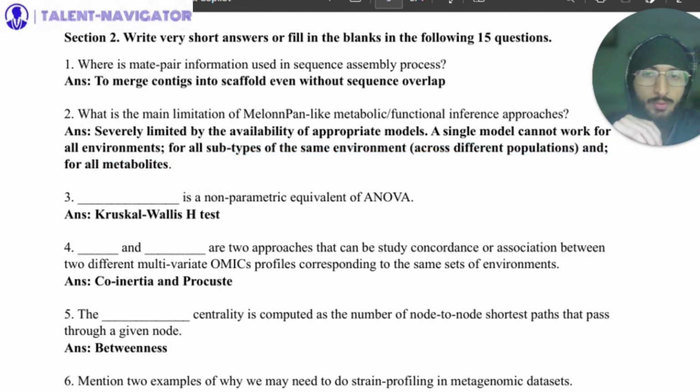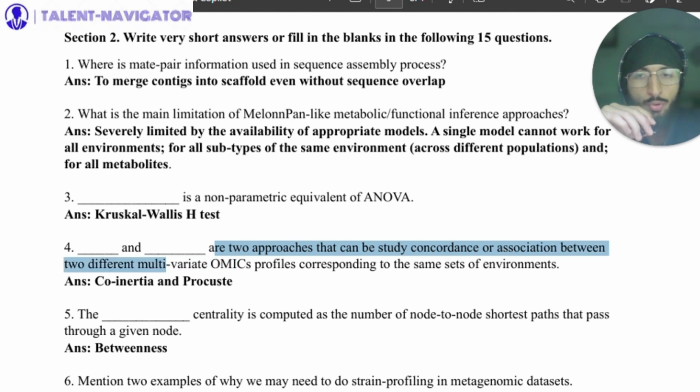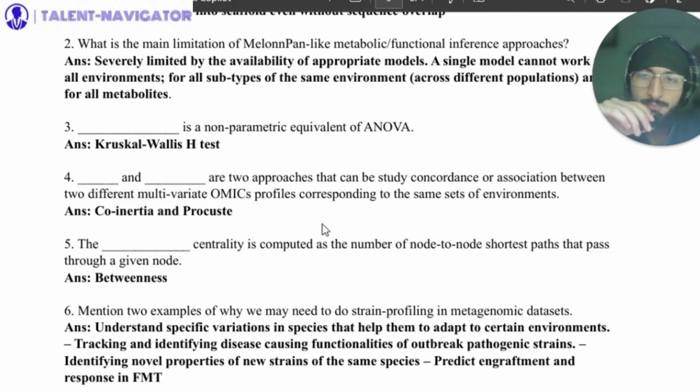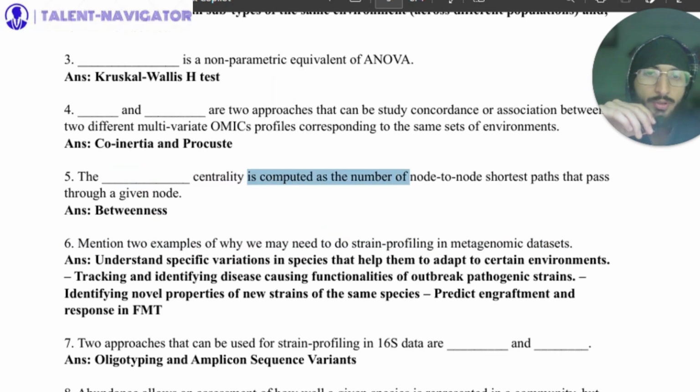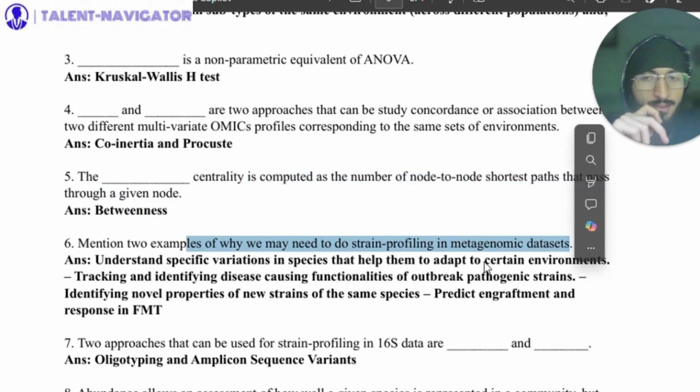Now, Kruskal-Wallis H is a non-parametric equivalent of ANOVA. That's easy. Now, co-inertia and Procrustes are two approaches that can study concordance or association between two different multivariate omics corresponding to the same sets of environments. The dash centrality is computed as the number of node-to-node shortest paths that pass through a given node. The answer is betweenness.